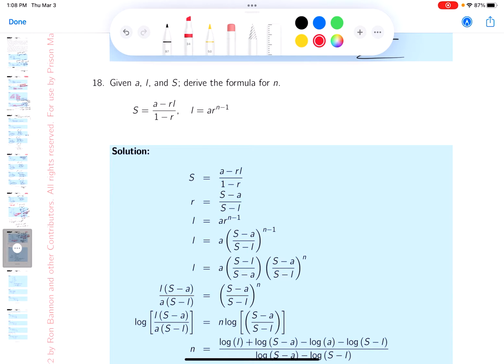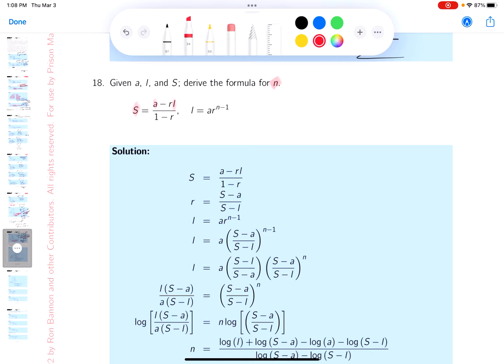Okay, we have a problem, and I'll tell you what the problem is. We're given that we know A, we know L, and we know S. They want a formula for R. I'm sorry, for N. Sorry about that. So I think what I really need to do is probably, I got to do something, don't I?